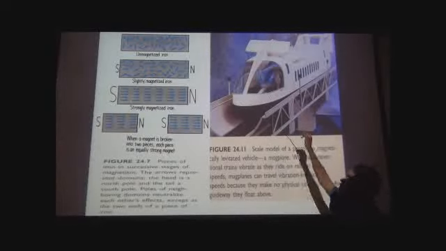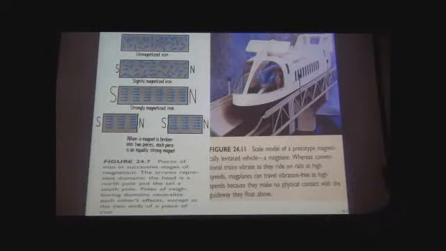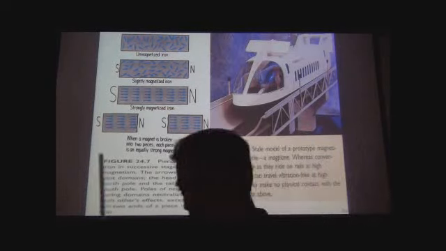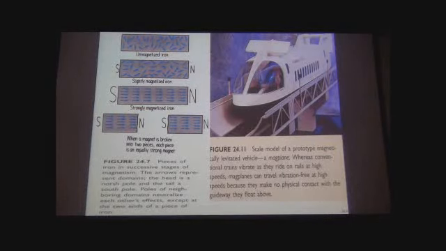Basically, the reason why a maglev train is able to travel so fast is this: normal trains, you know what happens. They have metal wheels that sit on metal tracks, right? So the wheel is sitting on the track, and as the train moves, there's friction between the wheel and the track, there's friction with the axles and so on. And so that slows the train down.